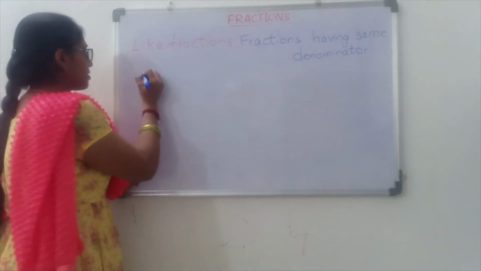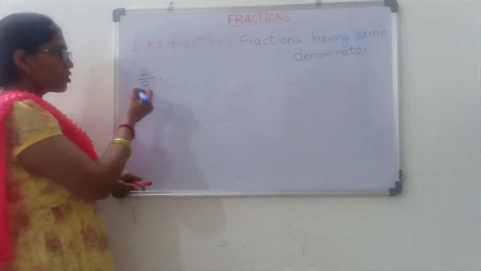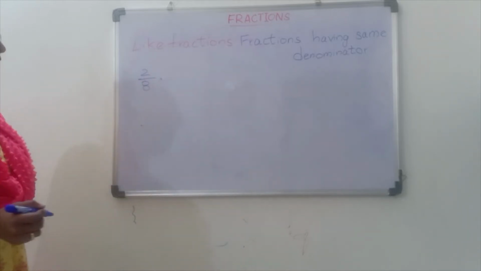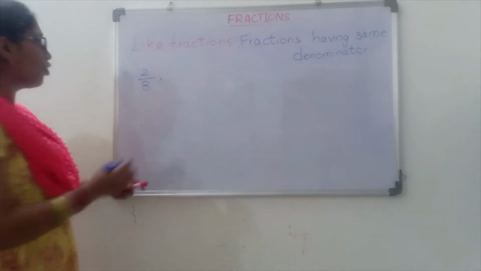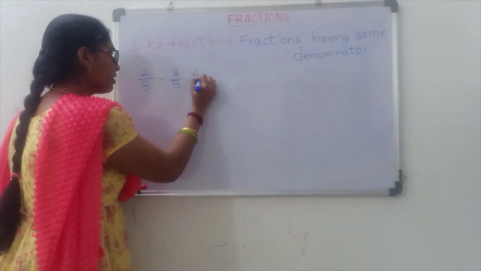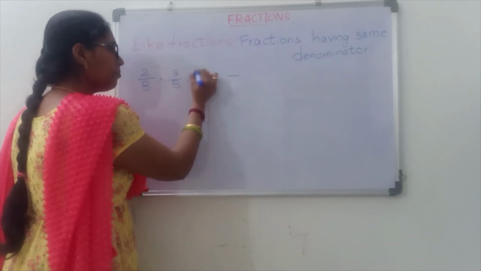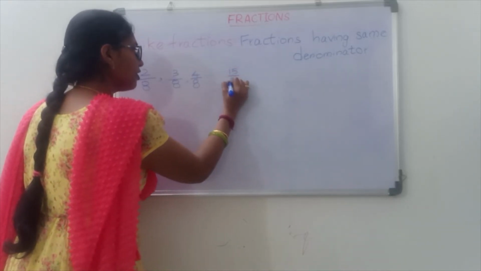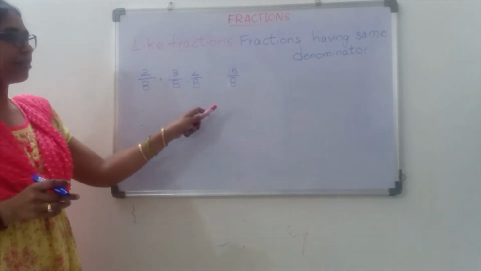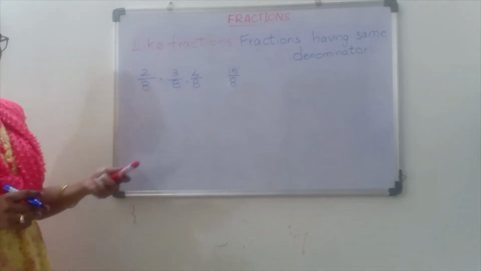Let us see examples. 2 by 8 is one fraction. So, guess children, what will be the other like fraction? Give me one example. It should have the same denominator. So, 3 by 8, 4 by 8 and so on. Denominator should be the same, numerator may vary. 15 by 8. So, see children, all these fractions have the same denominator. Such fractions which have the same denominator are called like fractions.